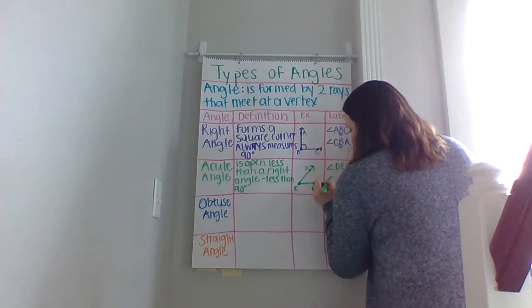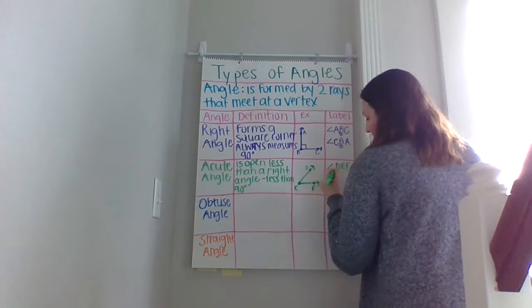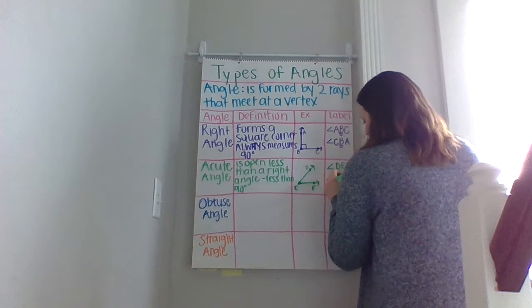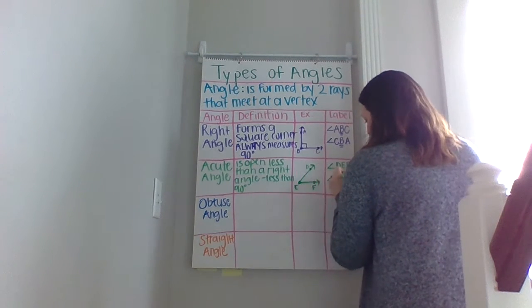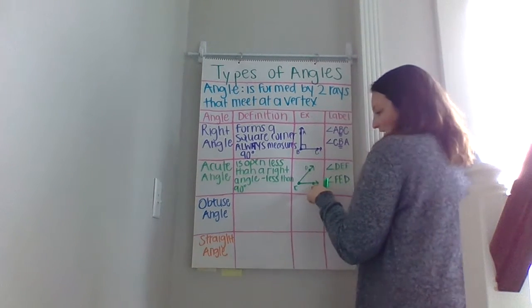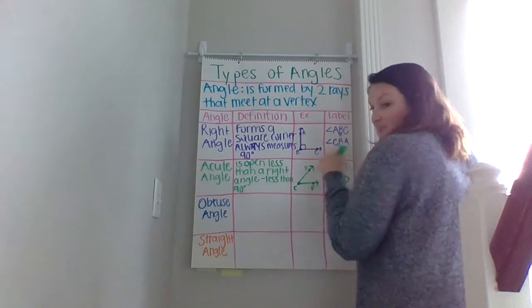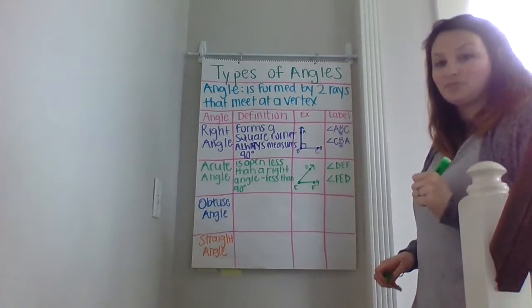Or I can go the other way. So angle F, E, D. That time I started at F, I went to E, and then up to D for my label. All right?